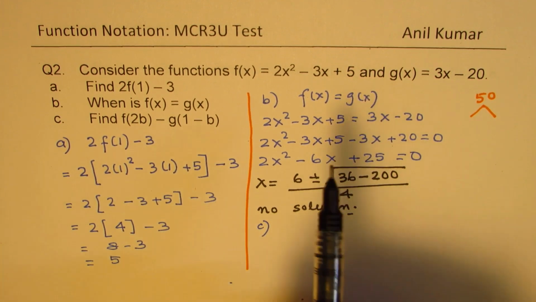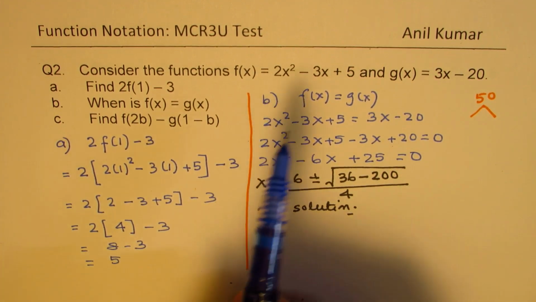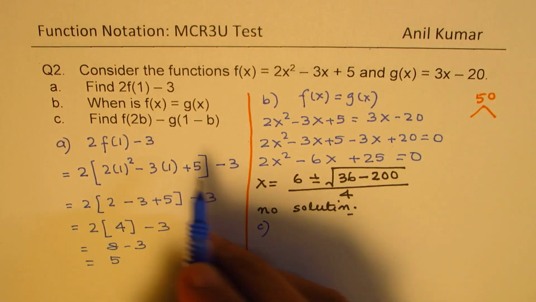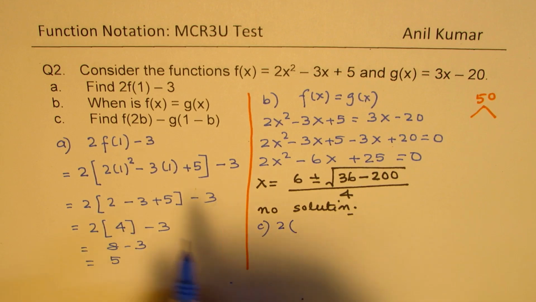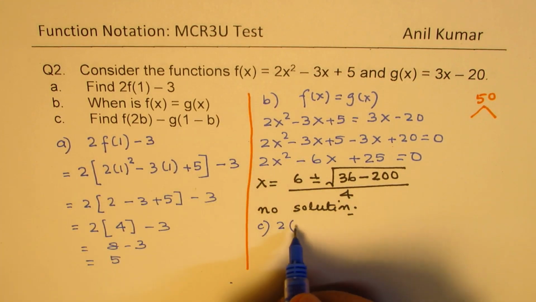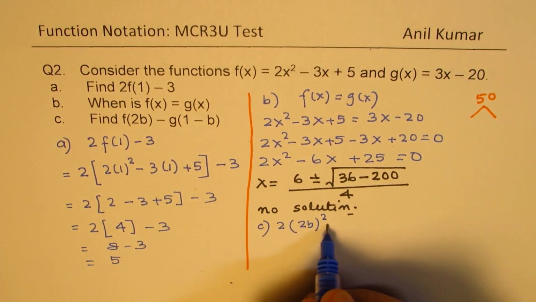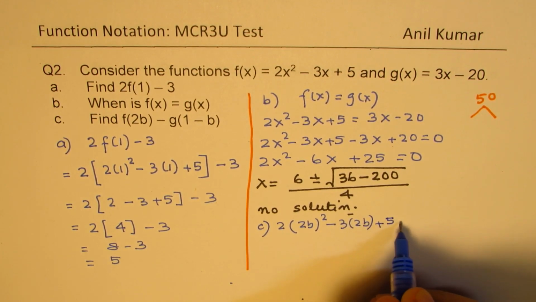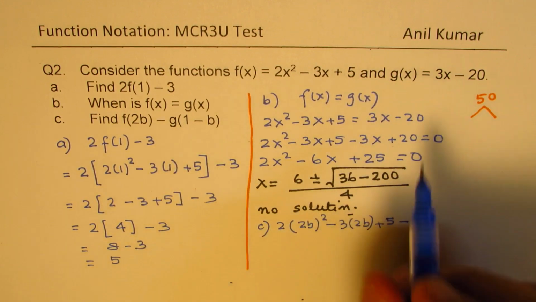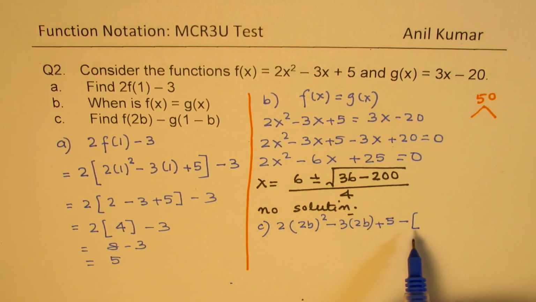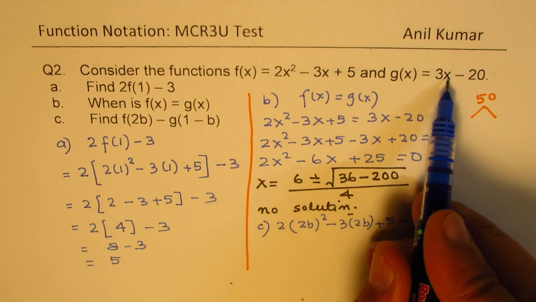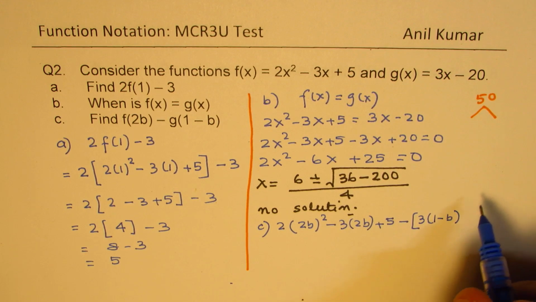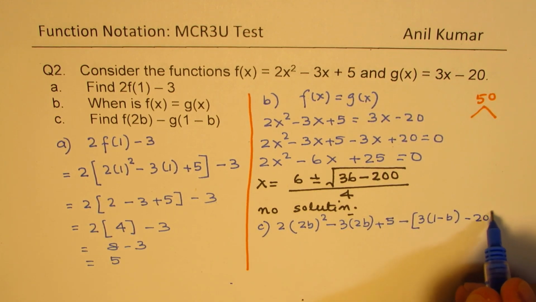So that really means we'll replace x with 2b. So f of 2b means we'll write this as 2 times, replacing x with 2b, so we get (2b) whole squared, minus 3 times 2b plus 5, right? Minus g of 1 minus b. That means it's better to use square brackets, replacing x with 1 minus b. So we get 3 times (1 minus b) minus 20, correct?